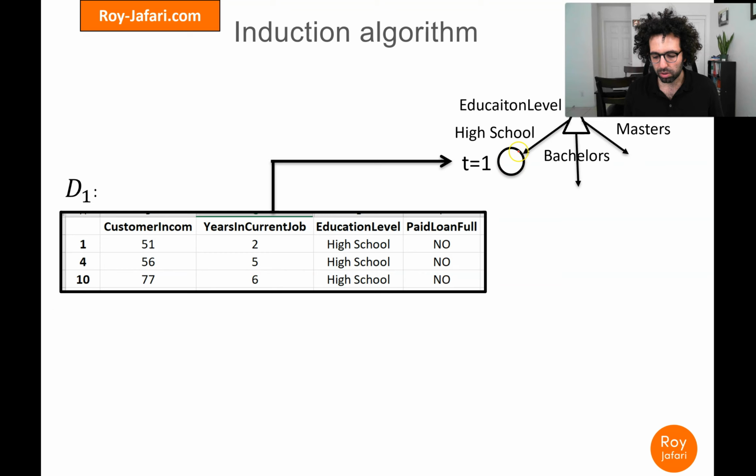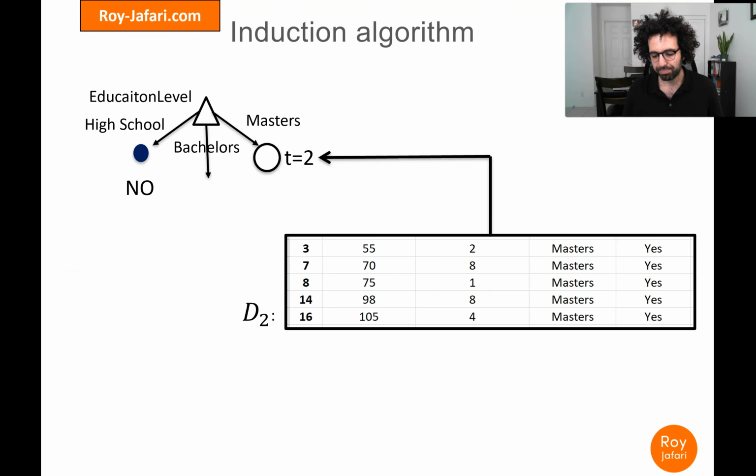We have to decide if this new node is a split node or a leaf node. And when we look at all of our data that comes to this node after this filtering, all of them are no, right? So there is no reason for any more splitting. Therefore, this is a leaf node. And any data object that comes here, which means everyone whose education level is high school, in this data set, they didn't pay their loan. So that's why we call this a leaf node.